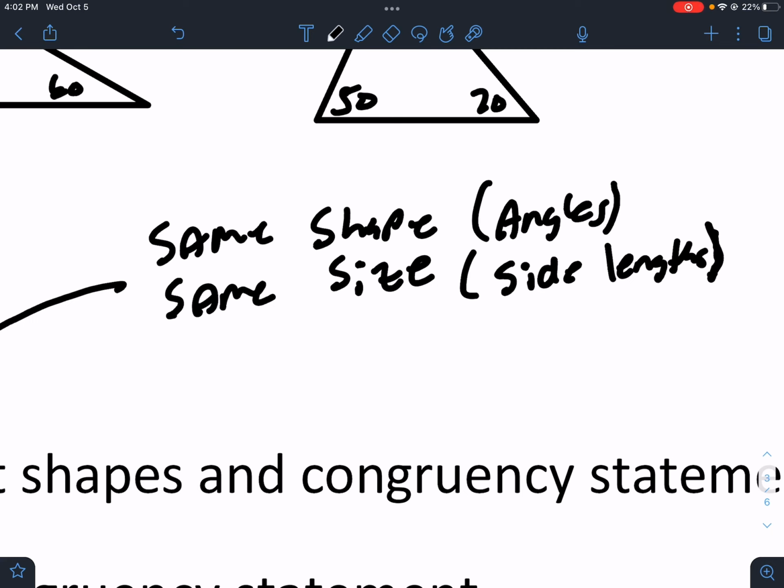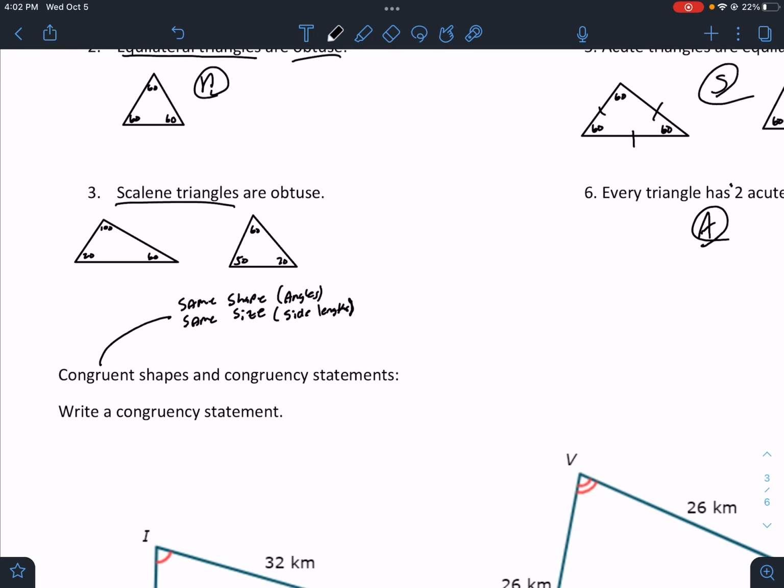So angles determine shape, right? Like if something is an equilateral triangle, it doesn't matter if it's the size of your pinky or the size of the sun. If it's equilateral, it's going to look the same. It's going to be the same looking shape.